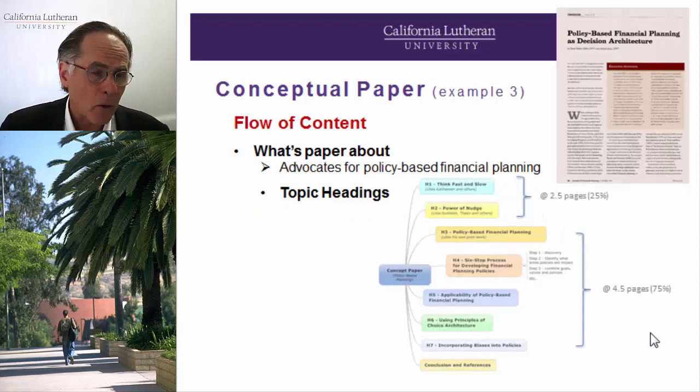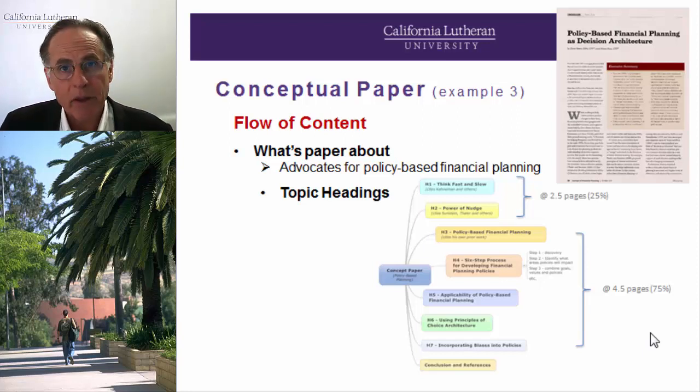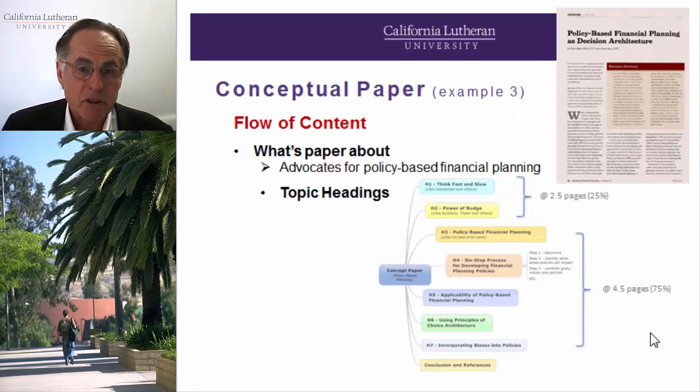The third and final example of a conceptual paper is in the article Policy-Based Financial Planning as a Decision Architecture by David Yeski and Elisa Bowie. Now, David is a recognized academic, so aspects of his paper overlap with the empirical format. Specifically, he offers an executive summary, extensive citing of resources, and a lengthy scholarly reference list. However, it offers us a high-level example of a conceptual paper.